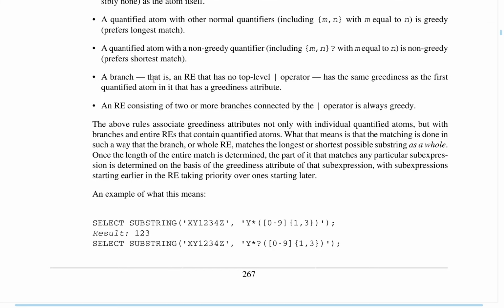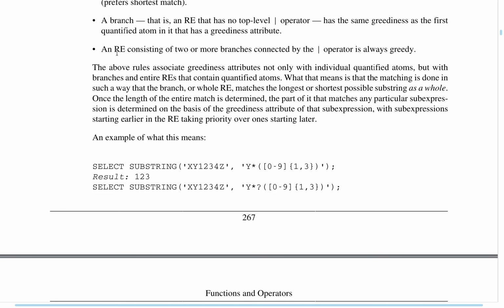A branch, that is an RE with no top-level pipe operator, has the same greediness as the first quantified atom in it that has a greediness attribute. An RE consisting of 2 or more branches connected by the pipe operator is always greedy. The above rules associate greediness attributes not only with individual quantified atoms, but with branches and entire REs that contain quantified atoms. What that means is that the matching is done in such a way that the branch or the whole RE matches the longest or shortest possible substring as a whole.